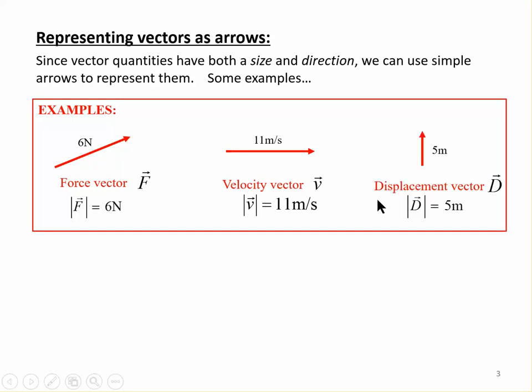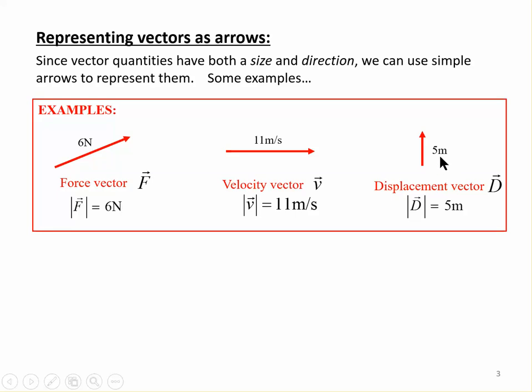Let me give you another example of a vector. This time it's something called the displacement vector. I want you to imagine that you're looking at a ball, and the ball starts out on the ground and then it rises 5 meters in the air. So it changed its position. It went upwards a total distance of 5 meters. So we call this thing a displacement vector. It tells you the change in the position of the object.